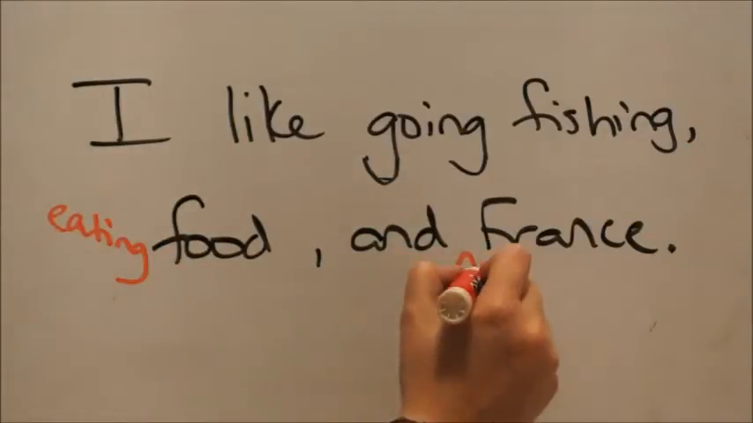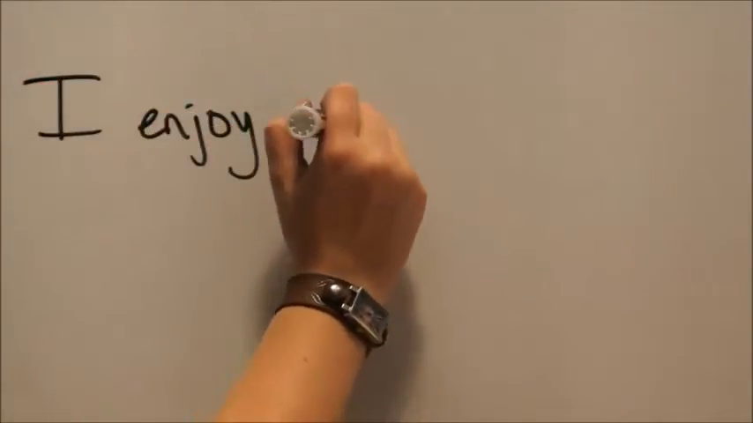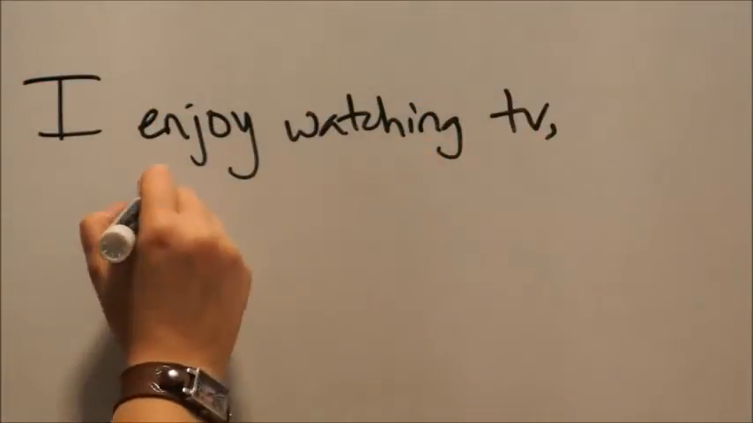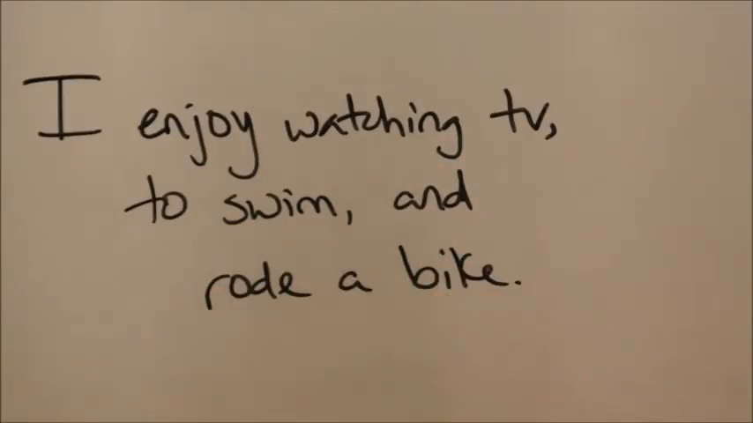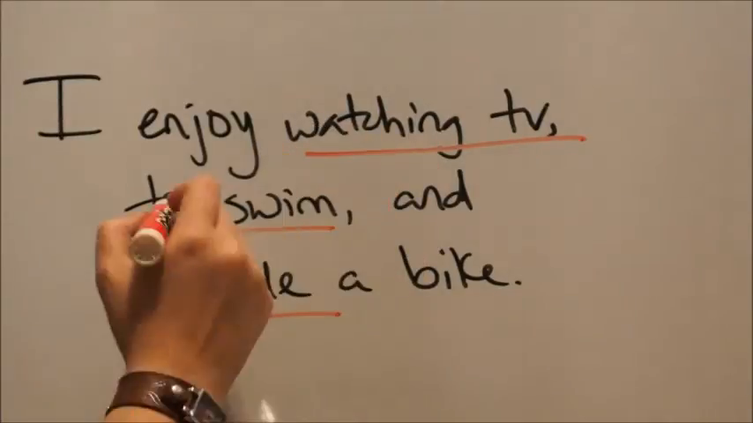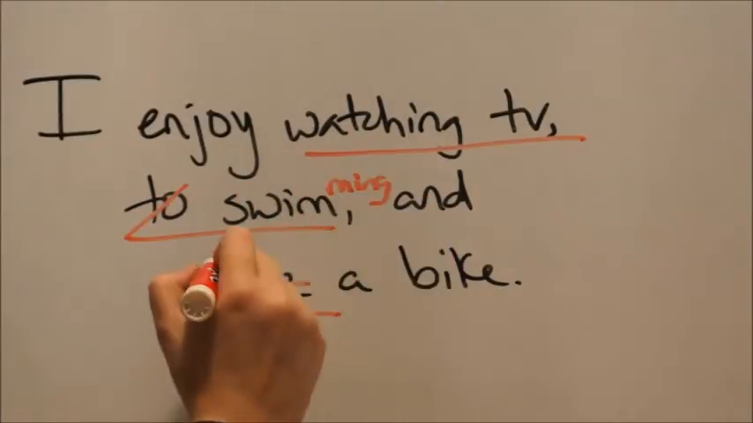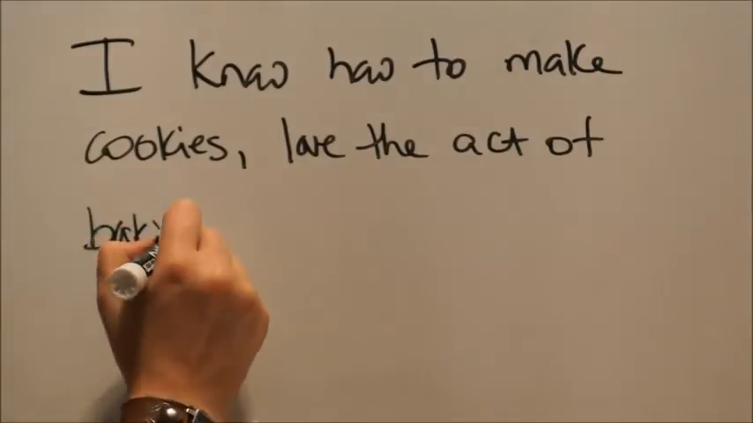For instance, in our example here, if you say, I like going fishing, eating food, and visiting France, then you're parallel. Or what if you say, I like fishing, food, and France? Now, getting rid of the going, you've made that into a noun. Or how about another one? I enjoy watching TV, to swim, and rode a bike. All right, this one's a mess. So we have watching TV, to swim, and rode. Okay, so if we say watching TV, then we need swimming and riding, right, to make them parallel.